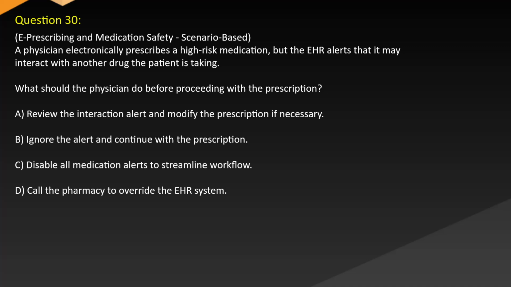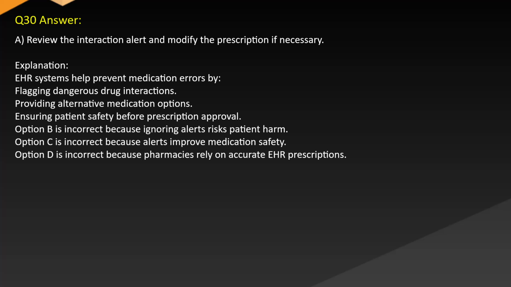B. Ignore the alert and continue with the prescription. C. Disable all medication alerts to streamline workflow. D. Call the pharmacy to override the AIR system. Answer: A. Review the interaction alert and modify the prescription if necessary.